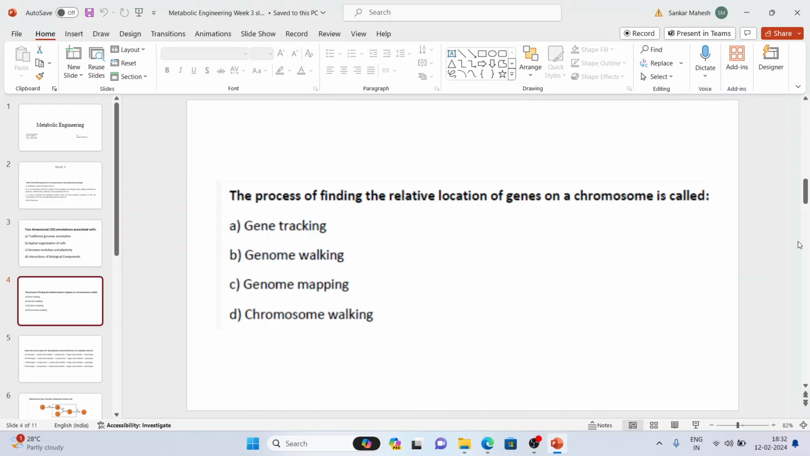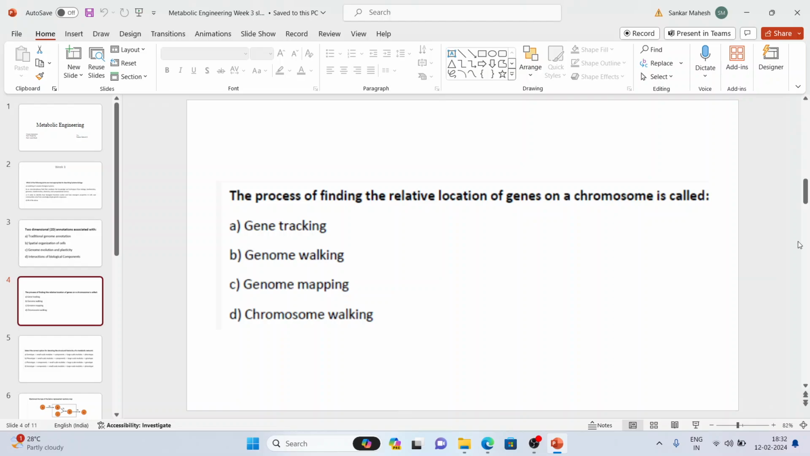I'm not sure, but chromosome walking is used in which we sequence the large fragments of DNA, then find the overlapping regions. And from this overlapping, if we find the overlapping fragments, then we can find the complete sequence from one end to the other end of the genome.